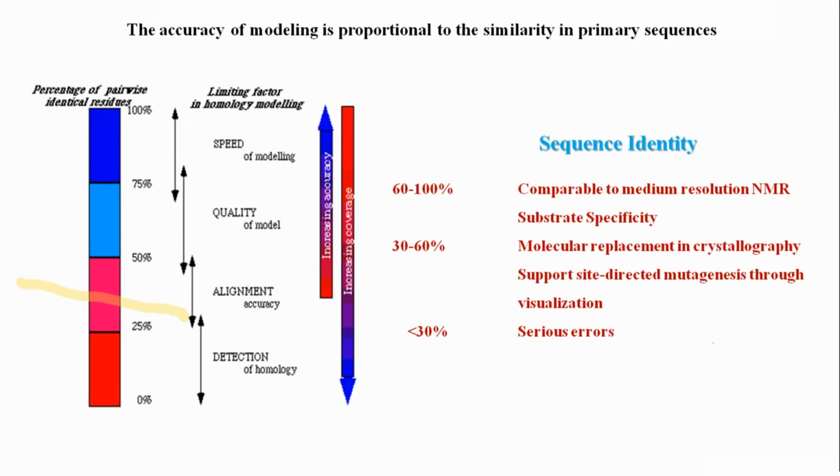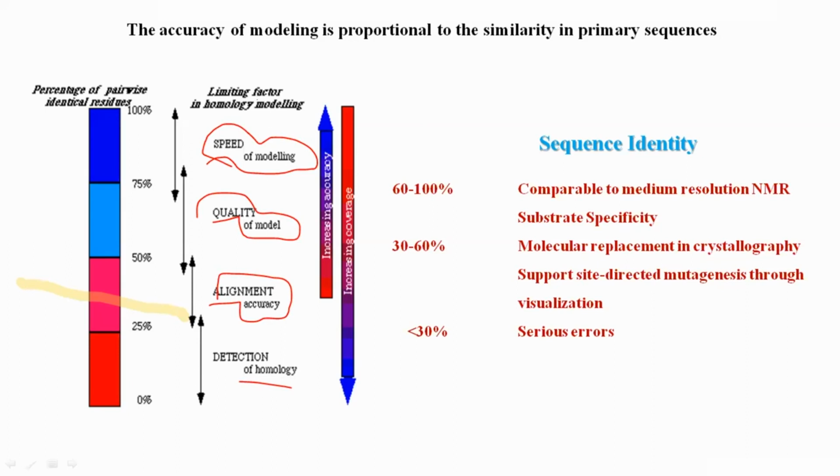In this, we'll get the color representation for the identical residues between the sequence and the known structures. This is represented here. I can see 0% to 25%, 50%, 75%, and more, 100%. In this, detection of homology is first done, then alignment accuracy, then quality of the model is checked, and then speed of modeling is checked.